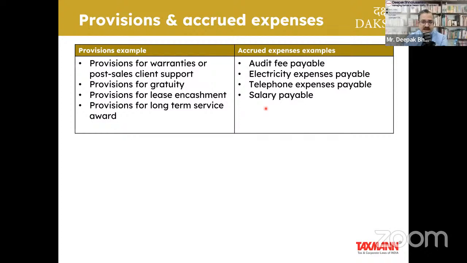But at the same time, audit fee, electricity, telephone, salary are normal expenses which I have generally seen appearing in balance sheets as provisions, though these are not provisions. These are accruals only. These are accrued expenses only. So as far as provision is concerned, in my opinion, this is not a supply at all. I need not include it. But at the same time, I will suggest, if you are taking this position, which I am taking, you should disclose this position in your 3CD.